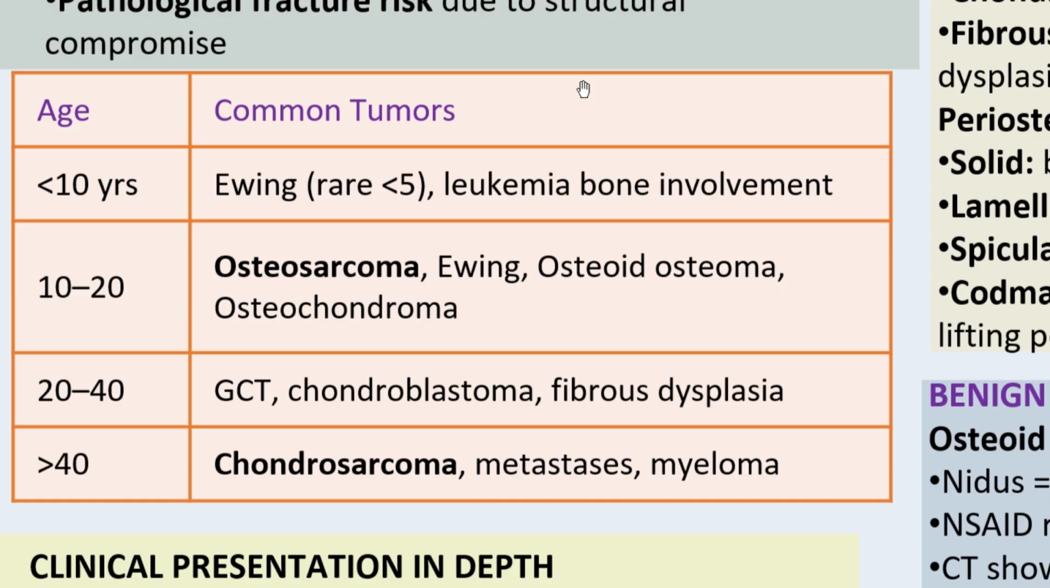Then also multiple myeloma, which is one of the common cancers among blacks. And when a multiple myeloma causes a tumor, if it is one tumor, it is called a plasmacytoma. So look at the clinical representation in depth.